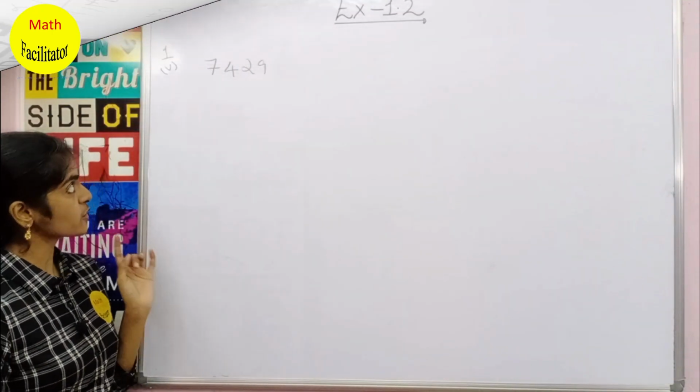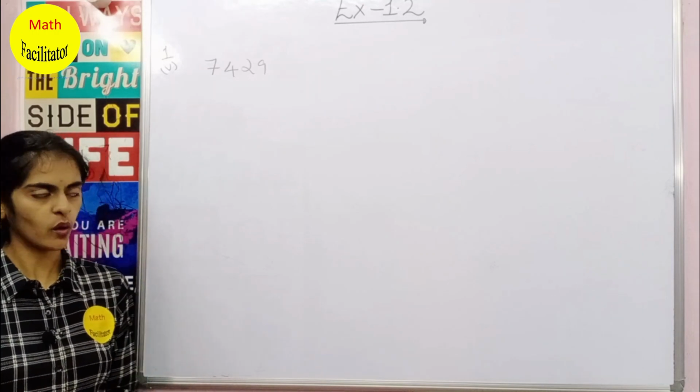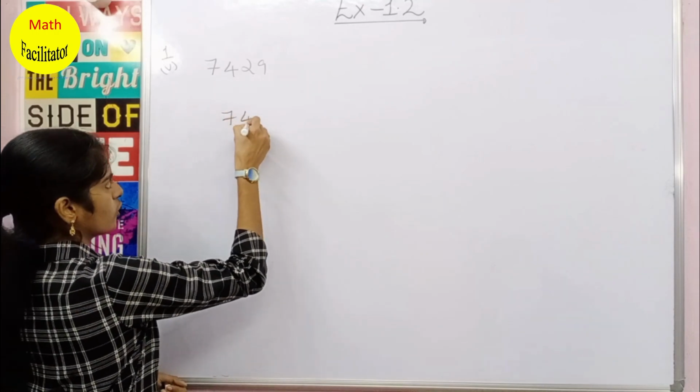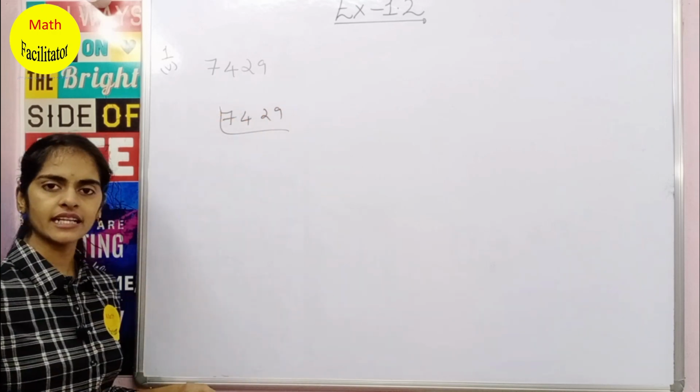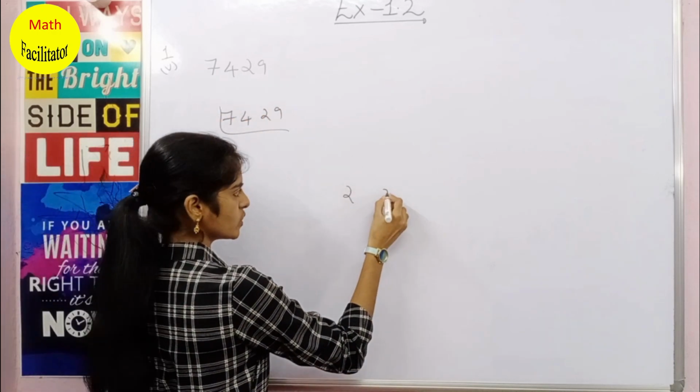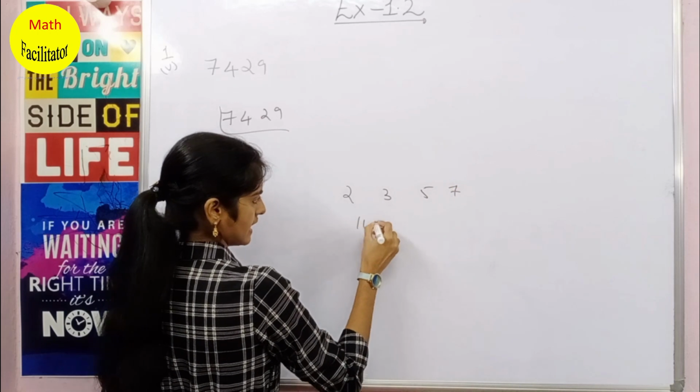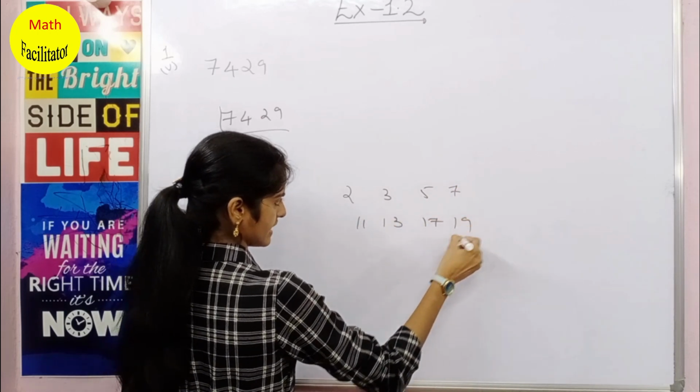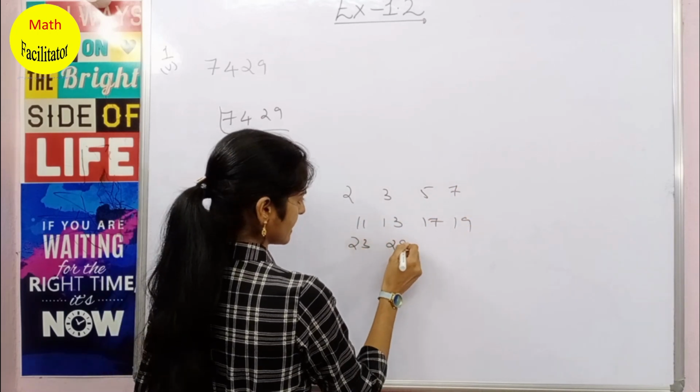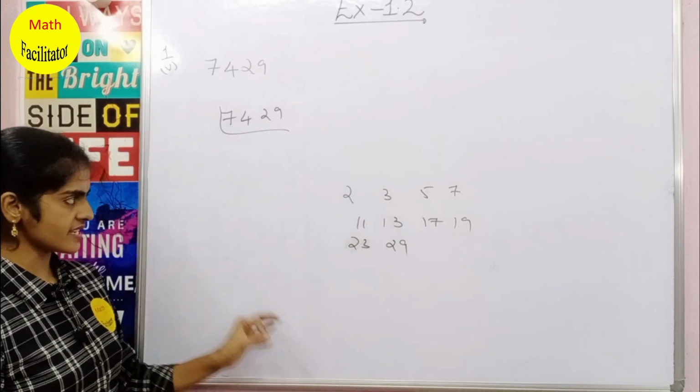Okay, now the next question is 7429. Clear? Now what are the prime numbers? You have 2, 3, 5, 7, 11, 13, 17, 19, 23, 29. Okay, so now just see.